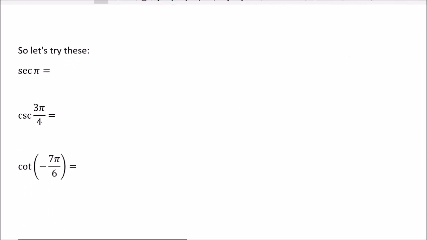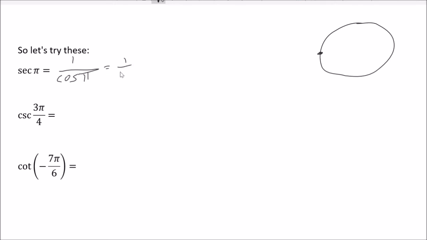Okay, let's try questions like these. First of all, secant. The easiest way to approach these, I think, is to remember that secant is 1 over cosine. So I'm going to rewrite this as 1 over cosine of pi. And then I just have to remember, what is cosine of pi? Pi is over here. So I think cosine is the x value, which means that's negative 1. So that'd be 1 over negative 1, which would be negative 1.